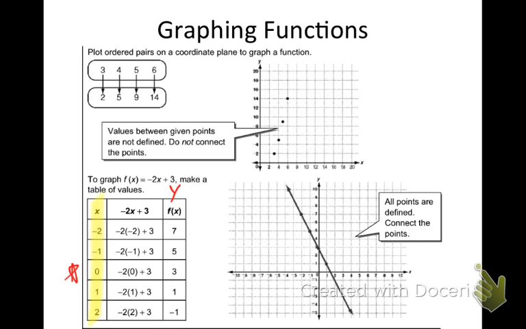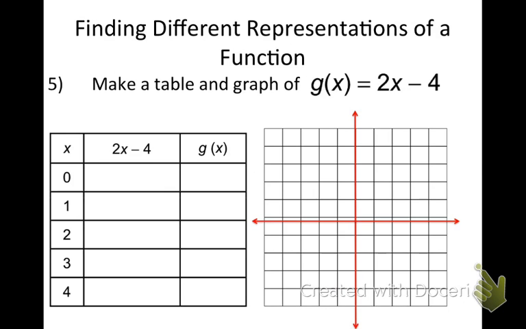So notice, what am I doing here? I'm going to get ordered pairs. -2, 7. -1, 5. 0, 3. And then I just plot those coordinates. So -2, 7, I'm plotting those coordinates. And then I'm just going to draw my line on top. And that's going to be graphing my function.